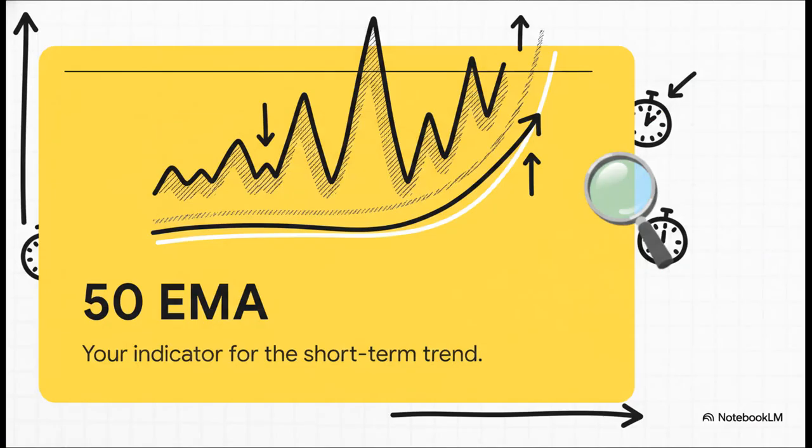The first up is the 50 EMA. Think of this as our short-term trend guide. It follows the recent price pretty closely, and it's going to act as a dynamic level, almost like a moving magnet, where we'll be looking for price to react.